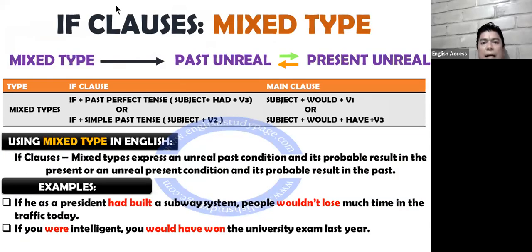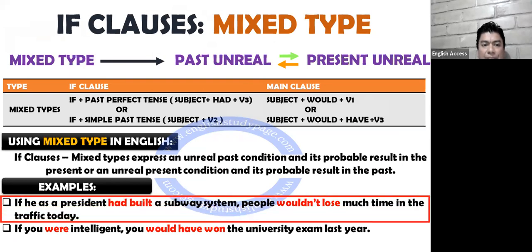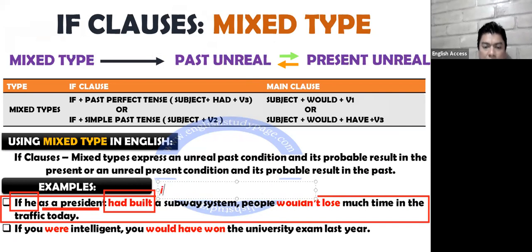I like this example. Well, I do anyways. Right here. If he as president had built a subway system, that was in the past, people wouldn't lose much time in the traffic today.